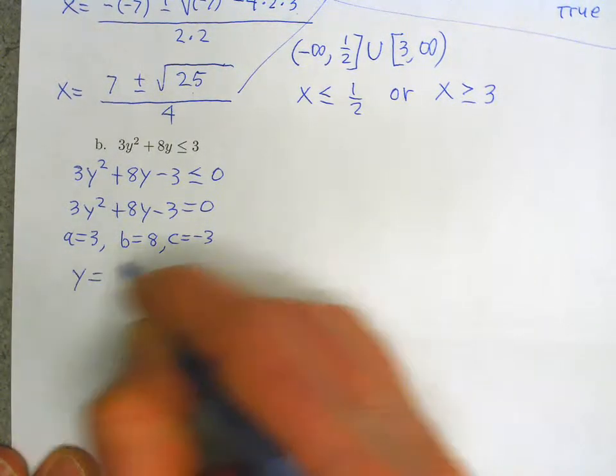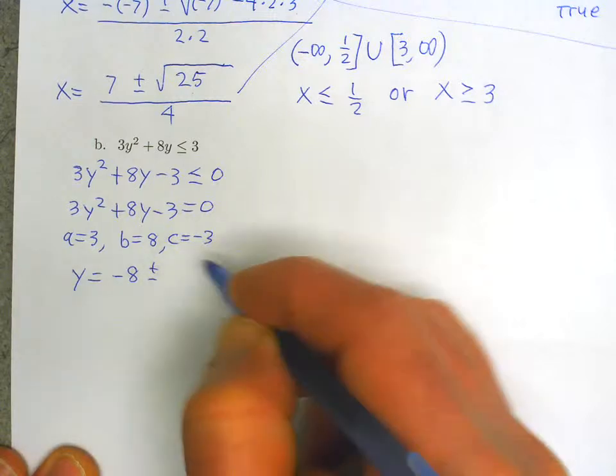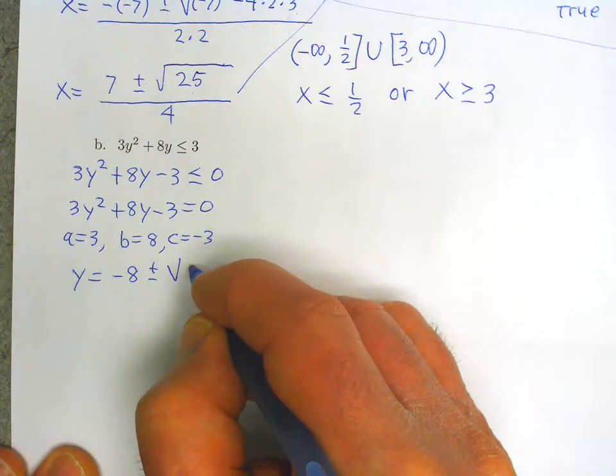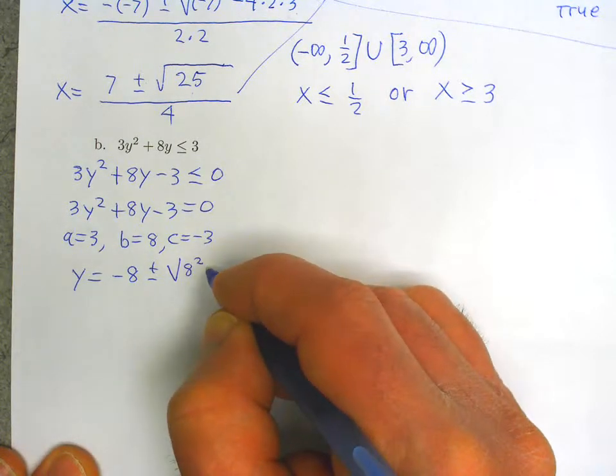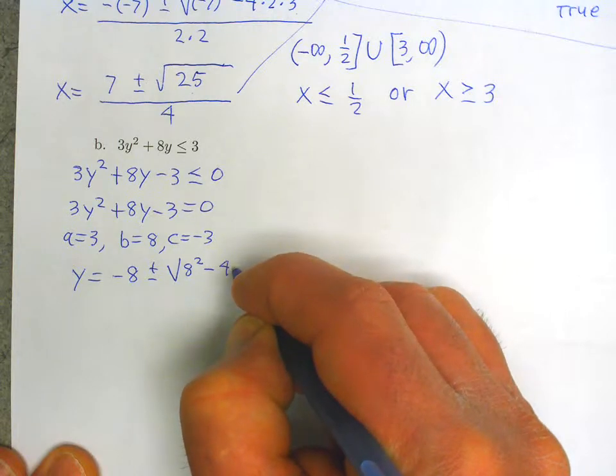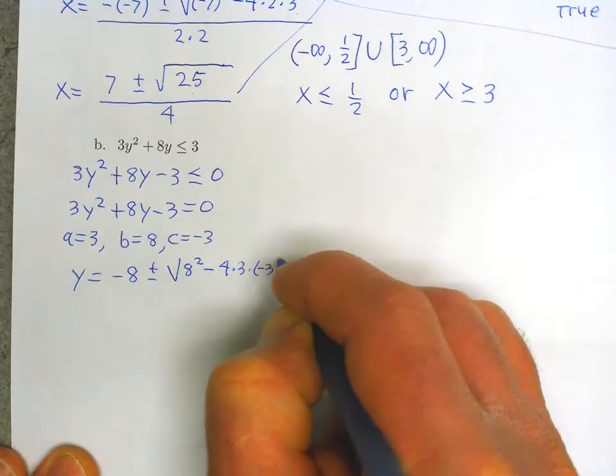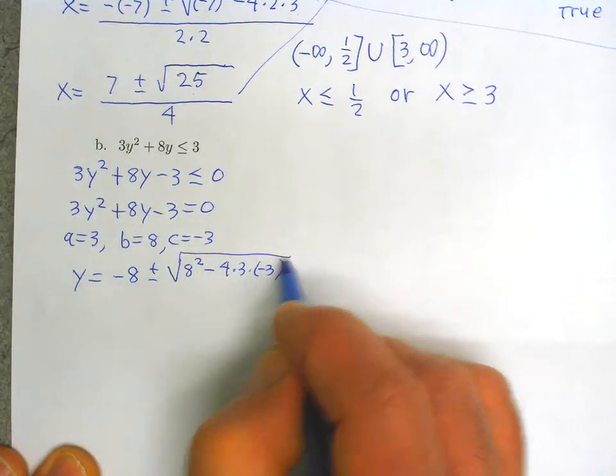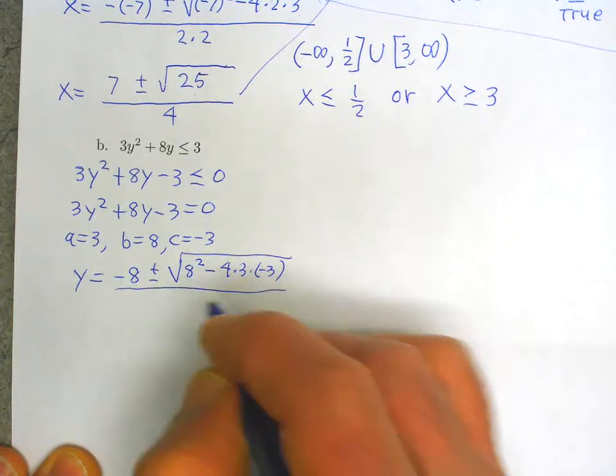Okay, so y equals -8 plus and minus the square root of 8 to the second minus 4 times 3 times -3, all divided by 2 times 3.